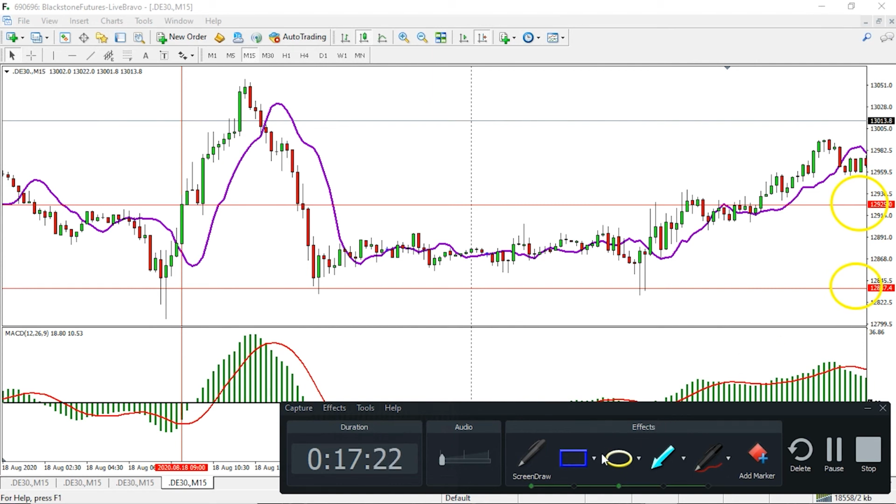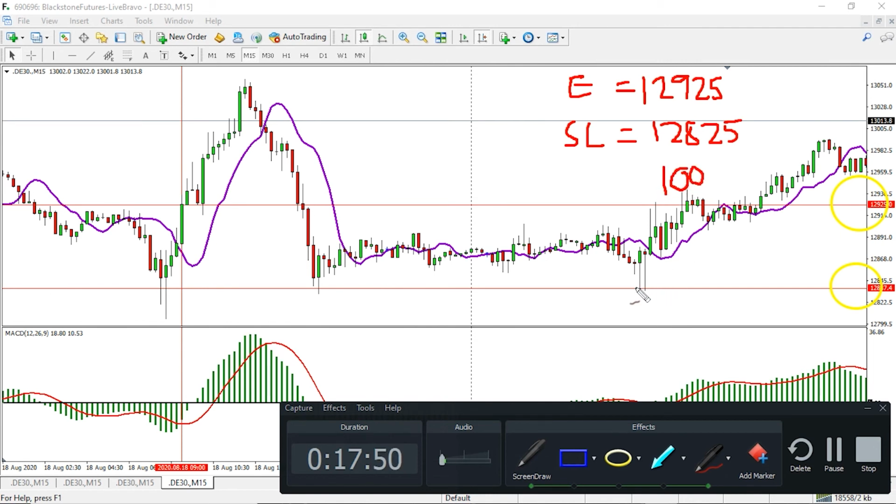Okay, so I'm going to round those up just for simplicity's sake. So for entry, I'm going to say we got 129.25. My stop loss, I'm going to round to 128.25. That is a difference of 100 points.